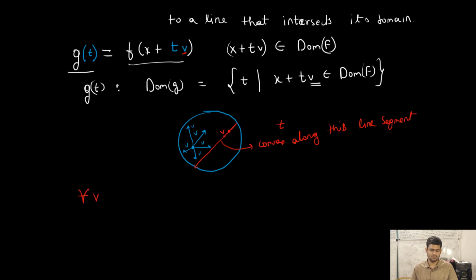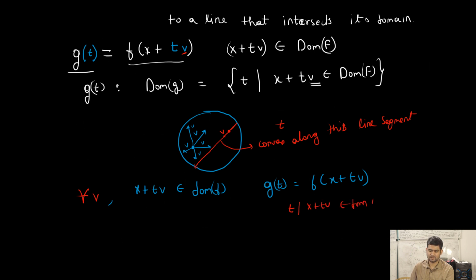For all v such that x plus t times v belongs to the domain of f, we make a function g of t which is f of x plus t times v. The domain of the function is the set of all t such that x plus t v belongs to the domain of f. So for all such t and v, if g of t is convex, then f is also convex. So this is one important property of convex functions.